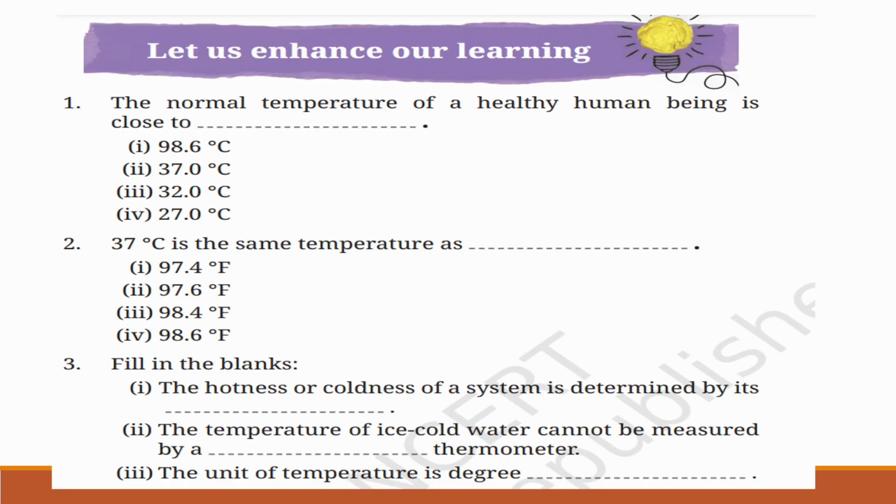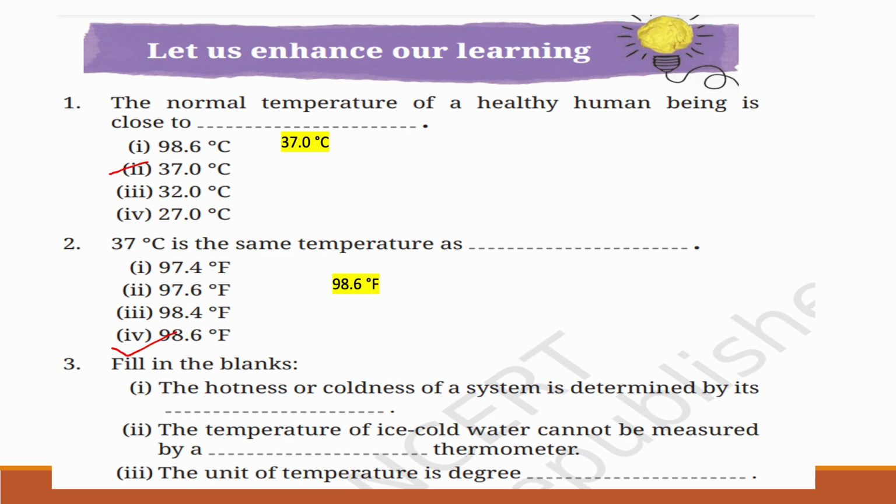Let us enhance our learning. The normal temperature of a healthy human being is close to 37.0 degrees Celsius. Then 37 degrees Celsius is the same temperature as 98.6 degrees Fahrenheit. Then fill in the blanks.